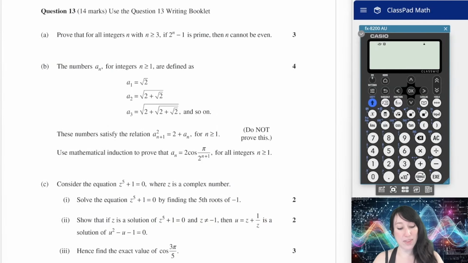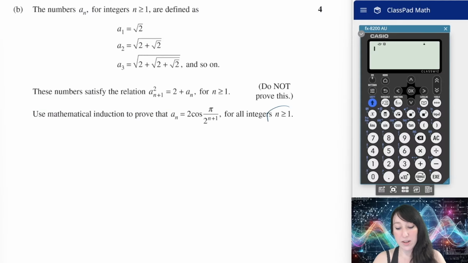Question 13b. The numbers a_n for integers n greater than or equal to 1 are defined as a_1 is the square root of 2, a_2 is the square root of 2 plus the square root of 2, all inside the square root, a_3 is the square root of 2 plus the square root of 2 plus the square root of 2, all nested, and so on. These numbers satisfy the relation a_(n+1) squared equals 2 plus a_n for n greater than or equal to 1. Use mathematical induction to prove that a_n equals 2 cosine of pi over 2 to the n plus 1 for all integers n greater than or equal to 1.